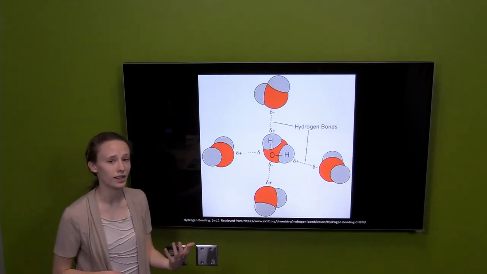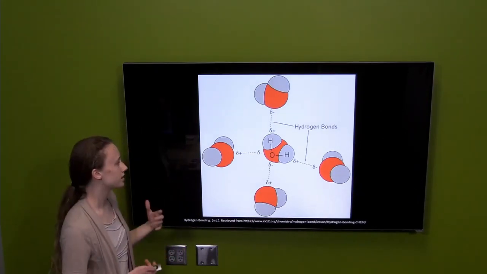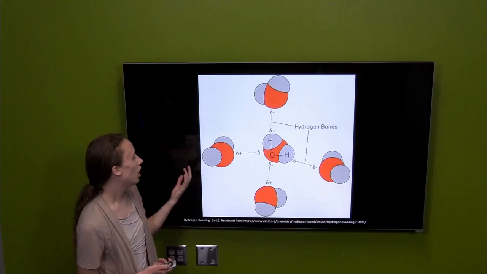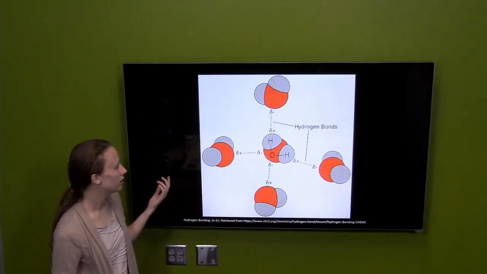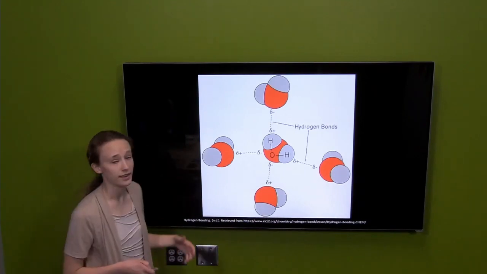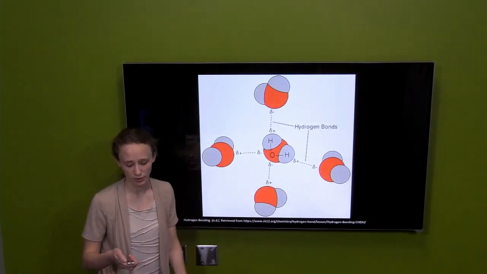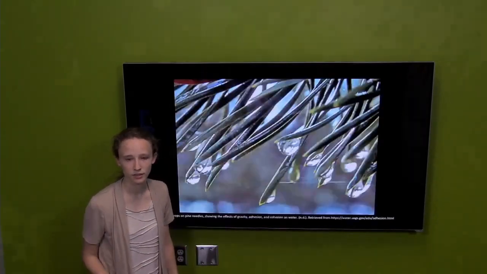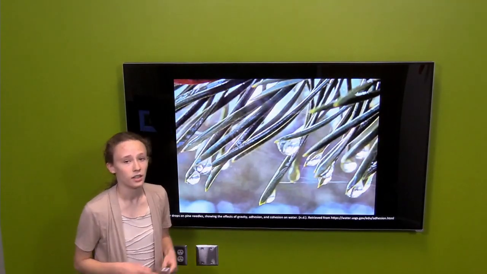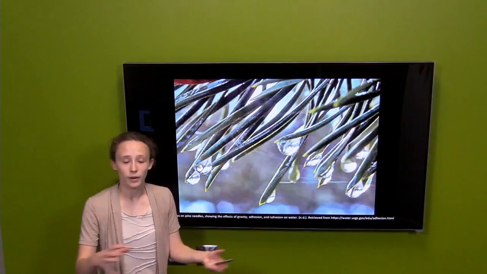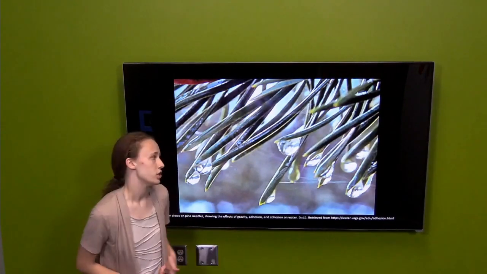This results in a phenomenon called hydrogen bonding. This is a strong bond between all of the individual molecules that make up liquid water. Hydrogen bonds are very strong, and they occur because opposite charges attract one another. This results in several interesting properties of water. The water molecules binding together to one another is called cohesion.